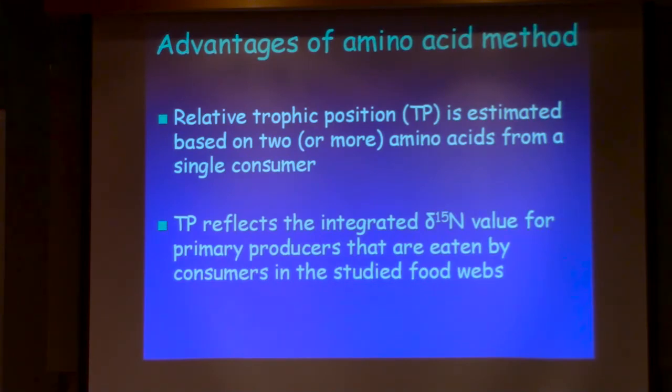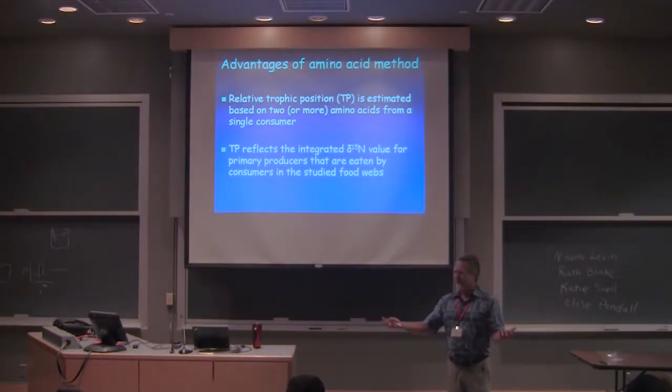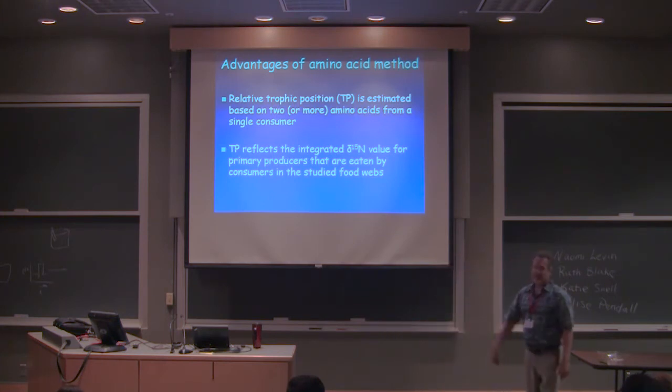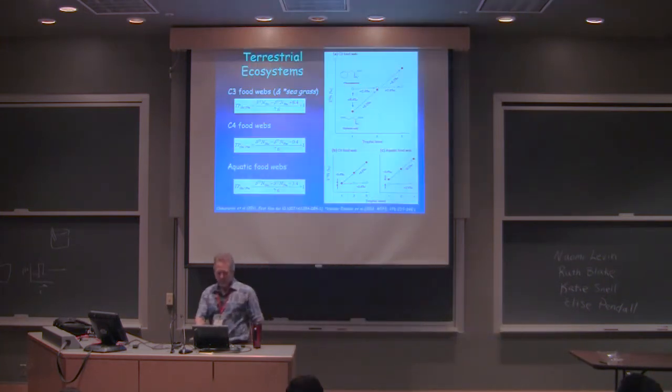Okay, the advantages. Well, the relative trophic position is estimated based on two or more amino acids. Doesn't matter, you can use more than just glutamic acid and phenylalanine, from a single consumer. And guess what? That consumer is doing a much better job at integrating the base of the food web than we could ever do. We can collect samples, but we don't know if those are the samples that are based on the food web that these organisms are eating. But by measuring the isotopic composition of a source amino acid, that's going to be indicative of the base of the food web that these organisms are feeding on.